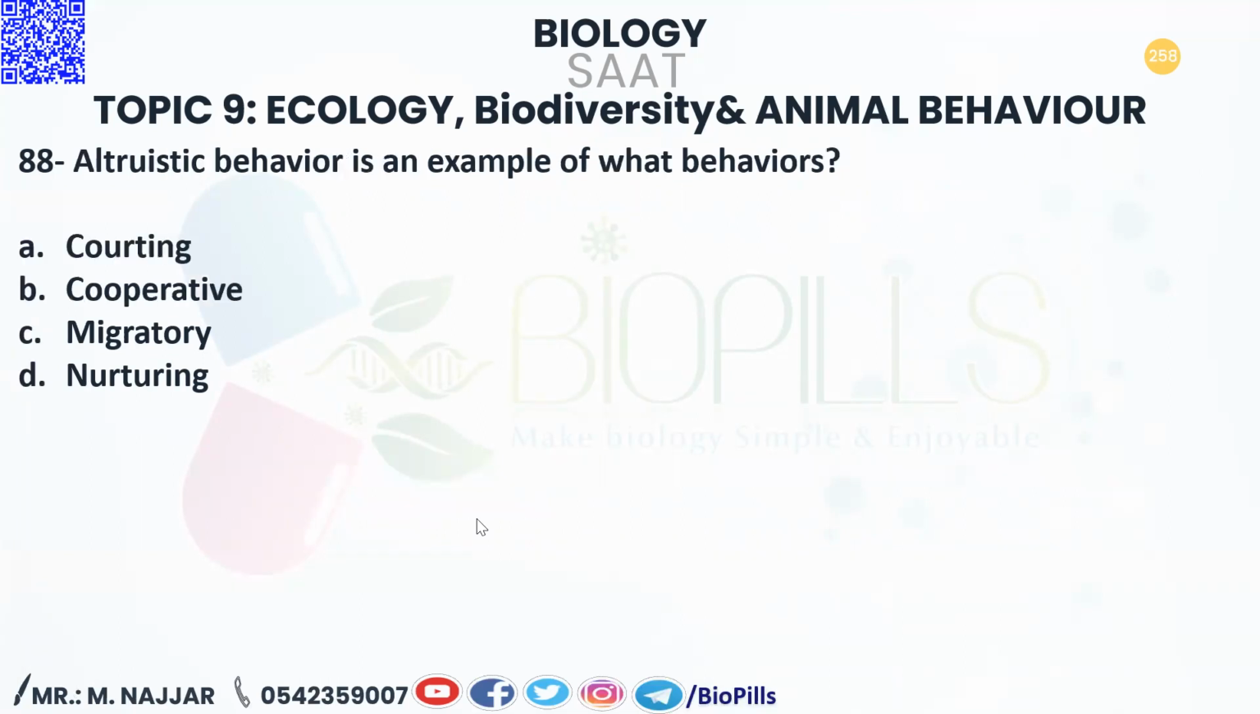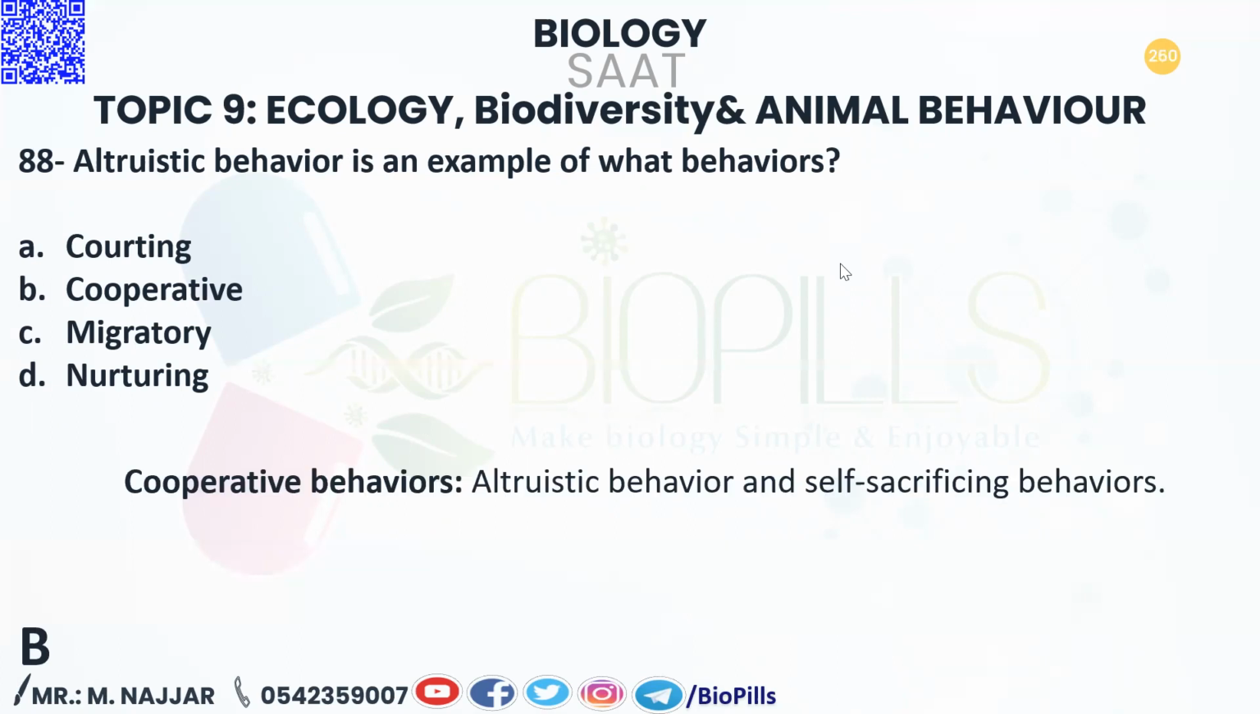Question number 88. Altruistic behavior is an example of what behaviors? I think this is the last behavior that we have. A, courting. B, cooperative. C, migratory. D, nurturing. The correct answer here is, of course, cooperative, in which one organism is self-sacrificing for the other. Cooperative behaviors such as the altruistic behaviors are self-sacrificing behaviors, such as what happens in the beehive, for example.